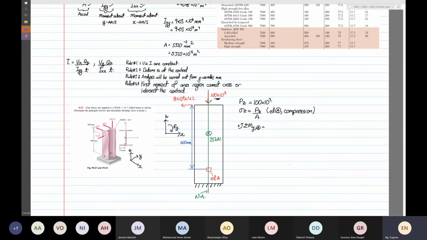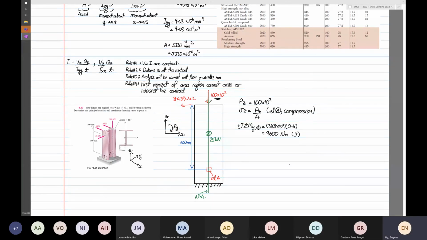So this will be equal to 8 times 10 to the power 3, twice, multiplied by a distance of 0.6. So is there any other moment in the y direction? The answer is no. There is no other moment in the y direction. So this will be equal to 2 multiplied by 8 times 10 to the power 3, multiplied by 0.6. It's equal to 9,600 Newton meter. Positive means good.